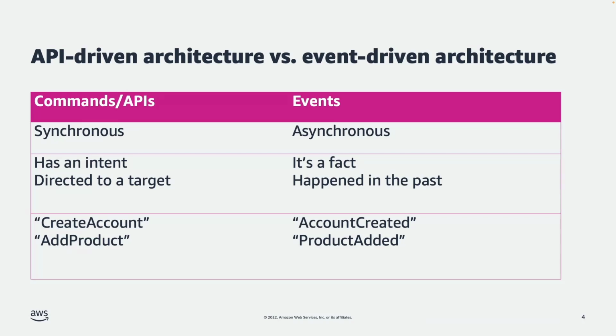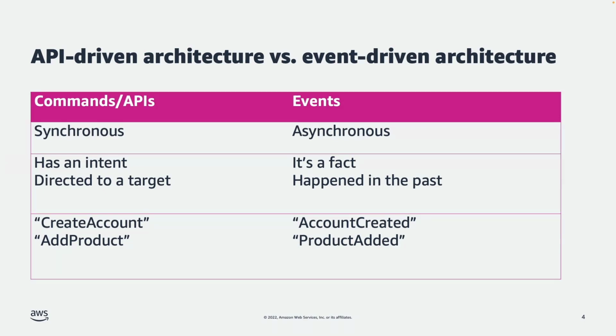In this approach, you send commands that are directed to a target. For example, place this order or add this record to the database. API thinking is synchronous thinking. You cannot move on until the API response comes back. With APIs, you send commands. Do this thing. It has an intent and it's directed to a specific target. An example of this would be create this account or add this product to the shopping cart.